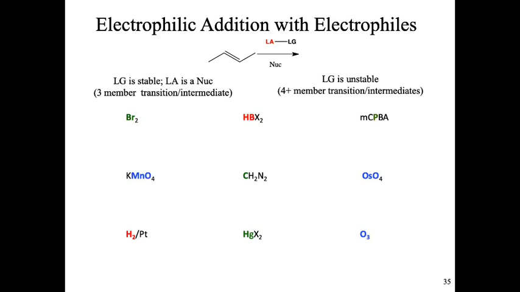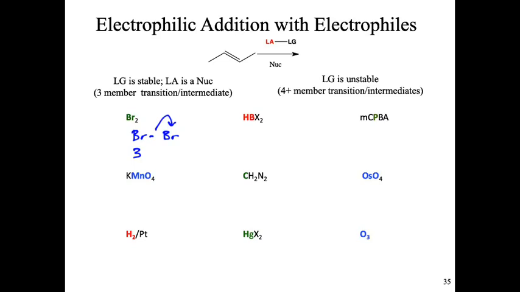Some of this becomes tricky because we're not looking at a Lewis structure. We're looking at a formula. If I draw out Br2, what would my leaving group be? Br minus. Is that a good leaving group? Yes. That's a 3-member.